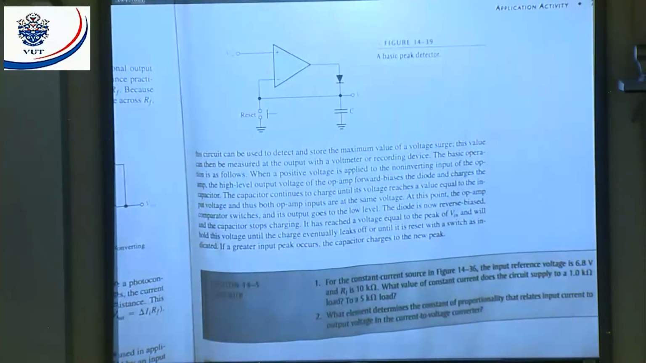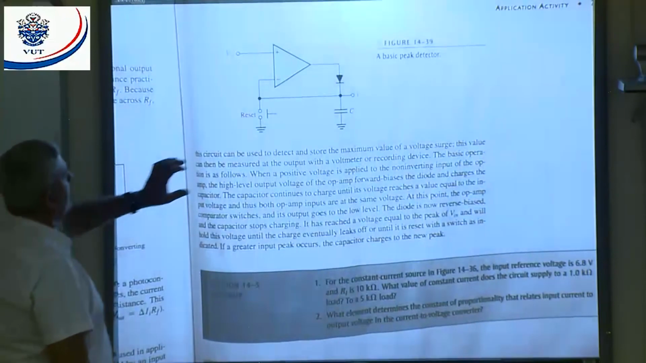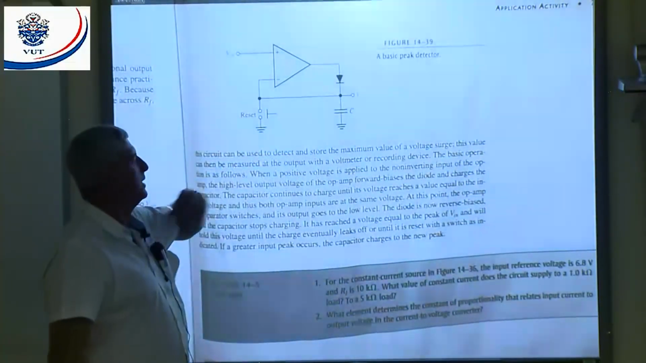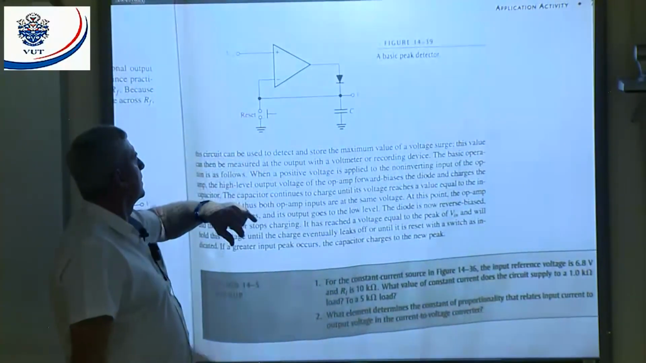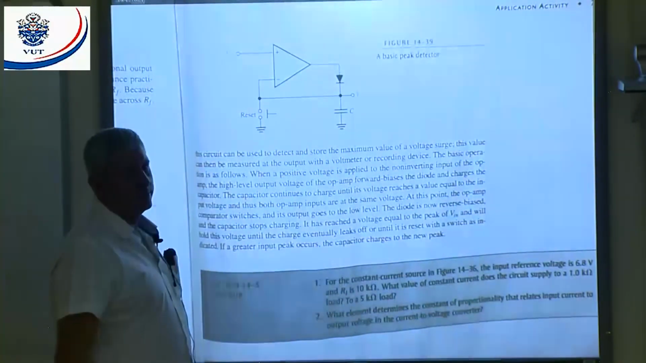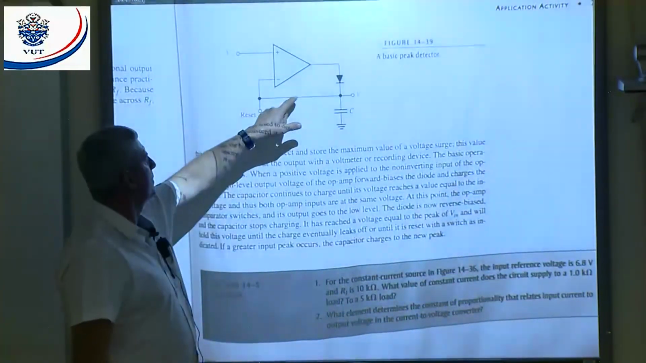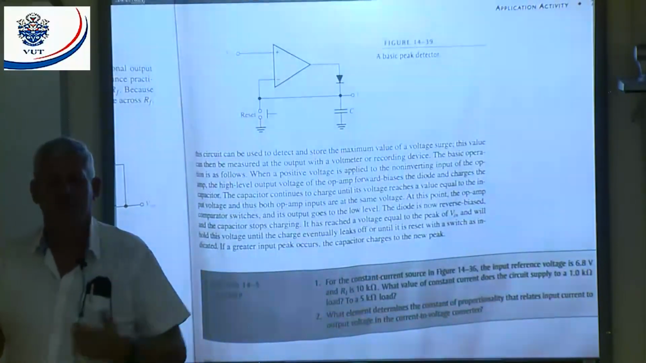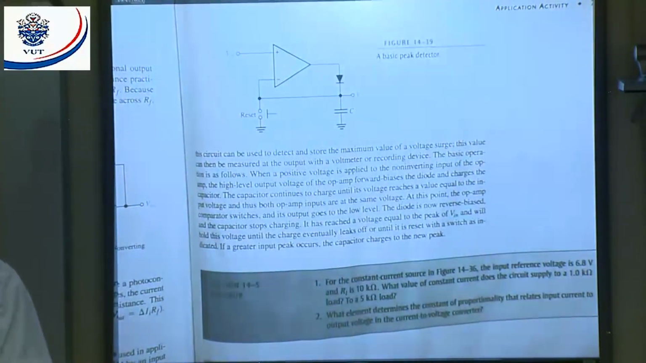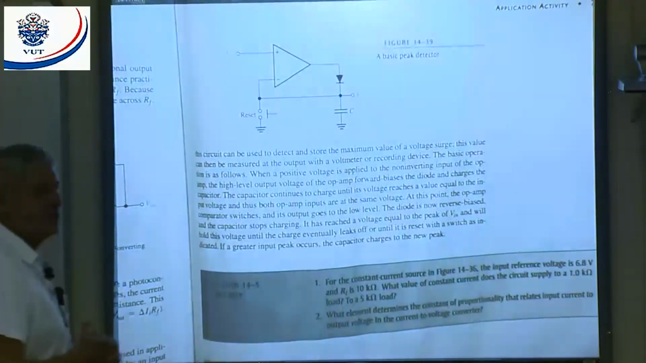All right. Now then, you can measure this peak, and if you want to reset, you just press the button there, and you will discharge the capacitor. I would rather put a resistor in there so that you don't create a short circuit, so that you can limit the current a little bit. All right. You with me? That is the peak detector. Any questions?